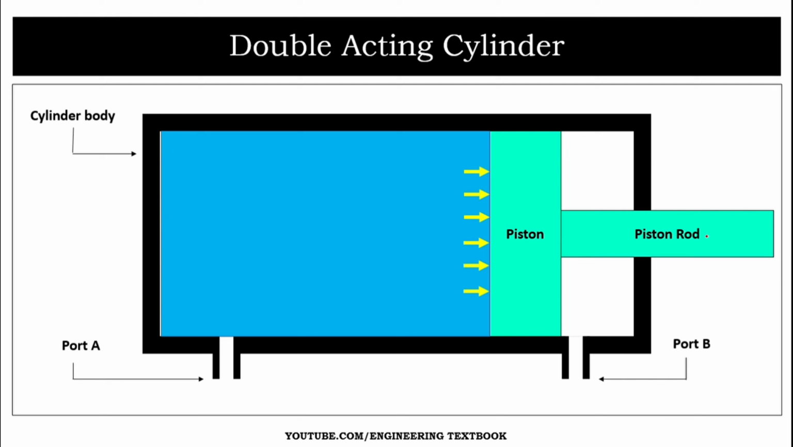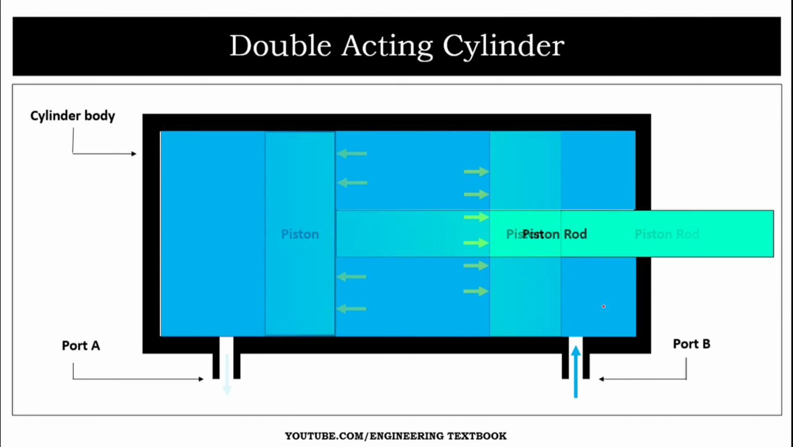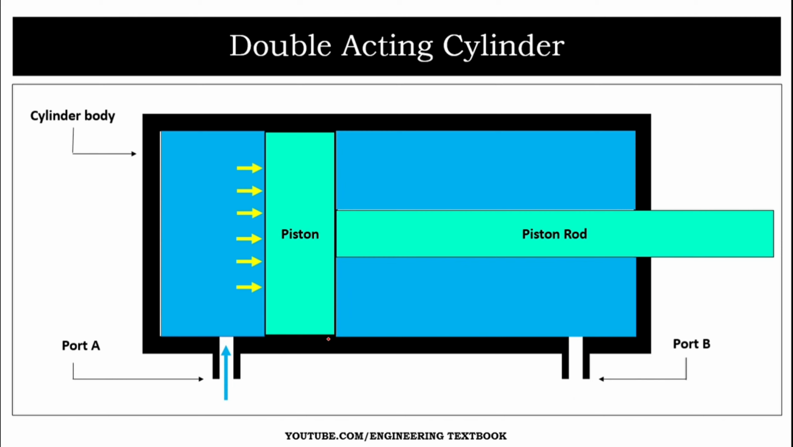Now, after performing useful work at the end of the piston rod, to move the piston from right to left, we have to pass the pressurized oil from port B. So, the pressurized oil will enter from port B, moving the piston towards the left direction and removing the oil from port A. This was about the double acting cylinder. Again, the cycle repeats.